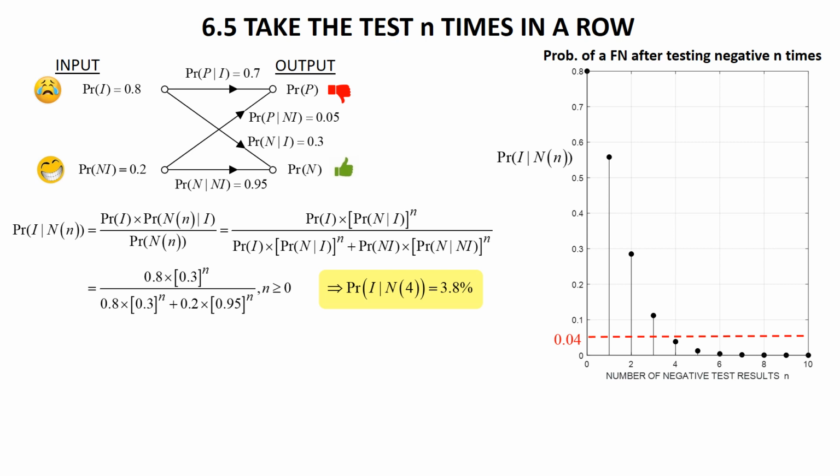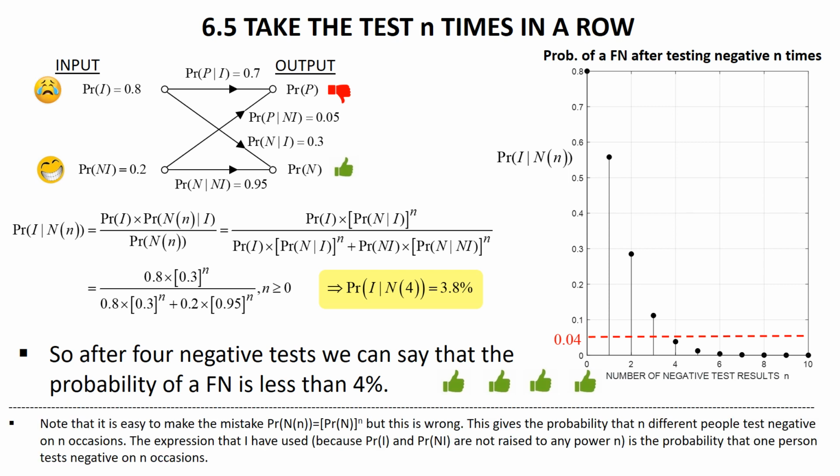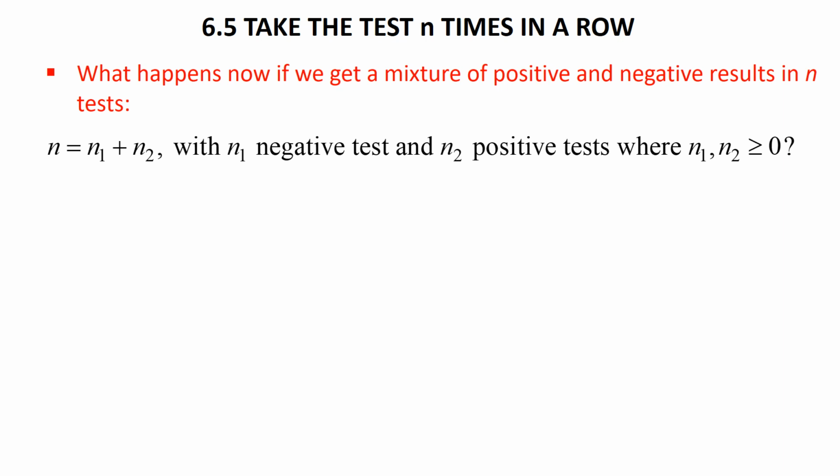Here I've plotted the number of negative tests, n, against the probability of the false negative. And once you have 4 tests, you're below the 4% threshold. So 4 negatives would be fine in this particular case, in this imaginary country, where they require you to be below a 4% probability of a false negative. And here's a little note at the bottom about how easy it is to make a mistake about that denominator, and what it actually means if you raise the probability of capital N(1) to the power n, which is incorrect.